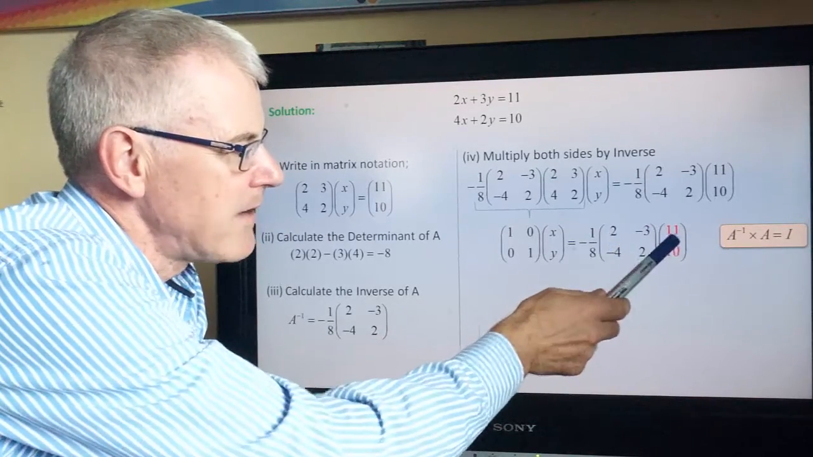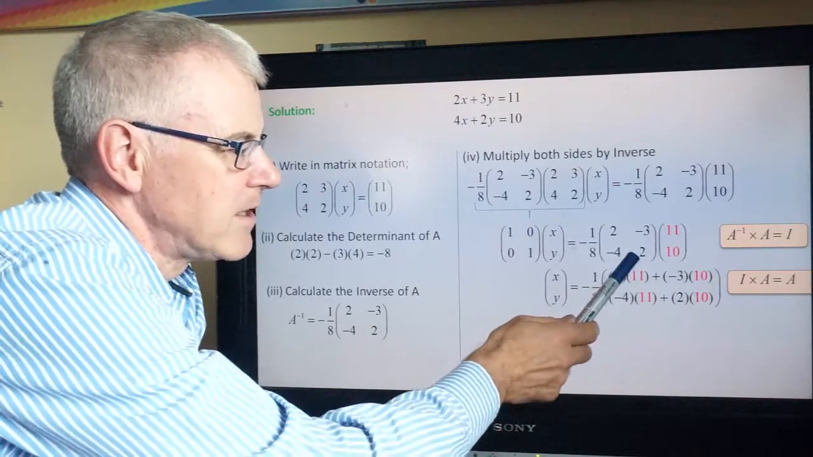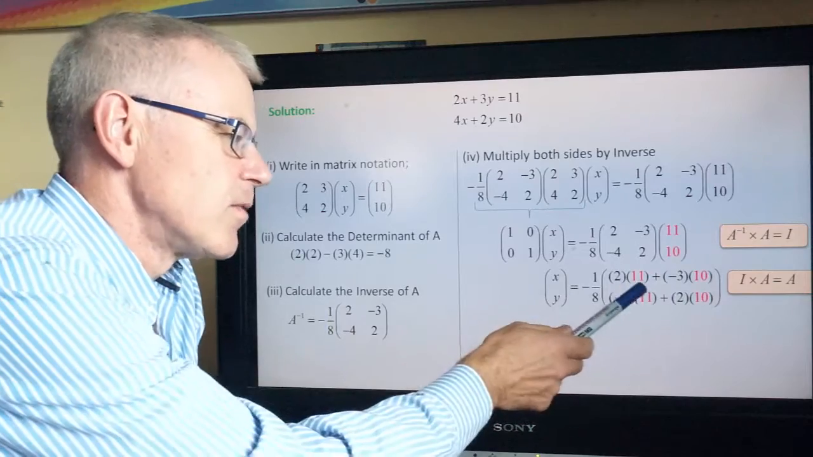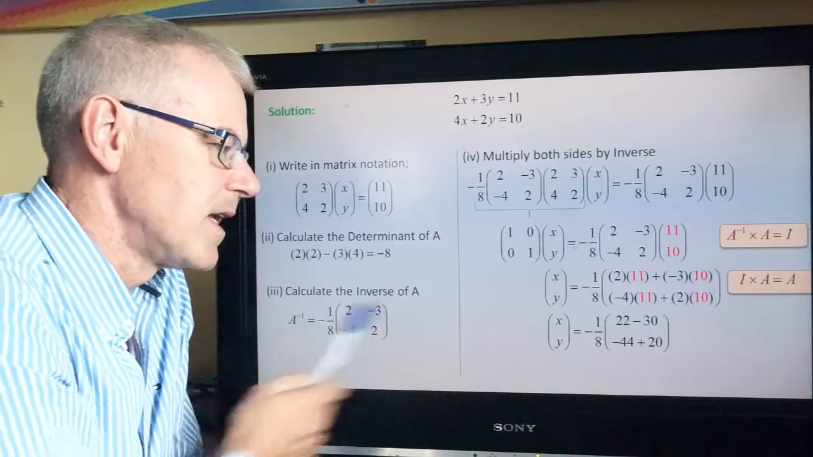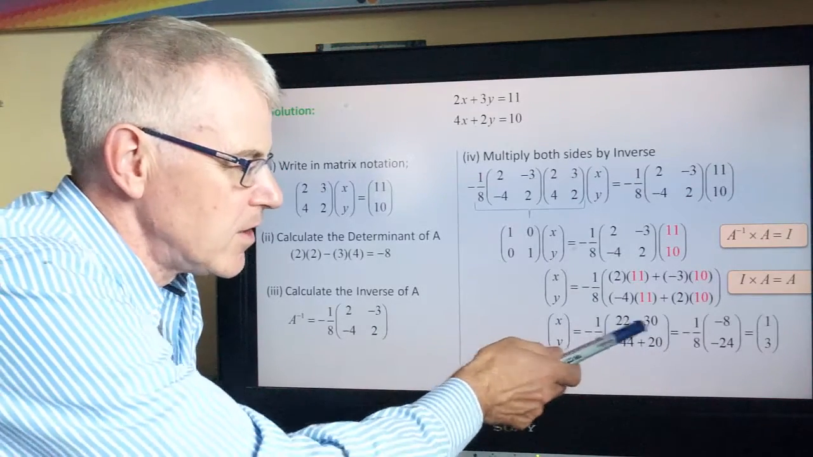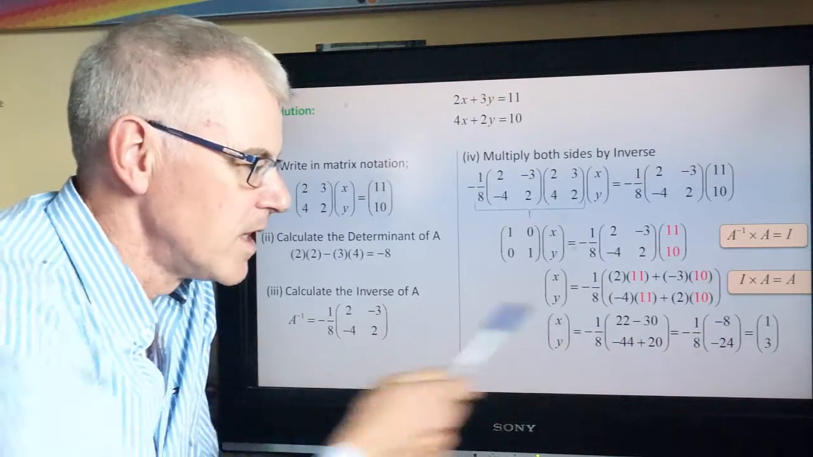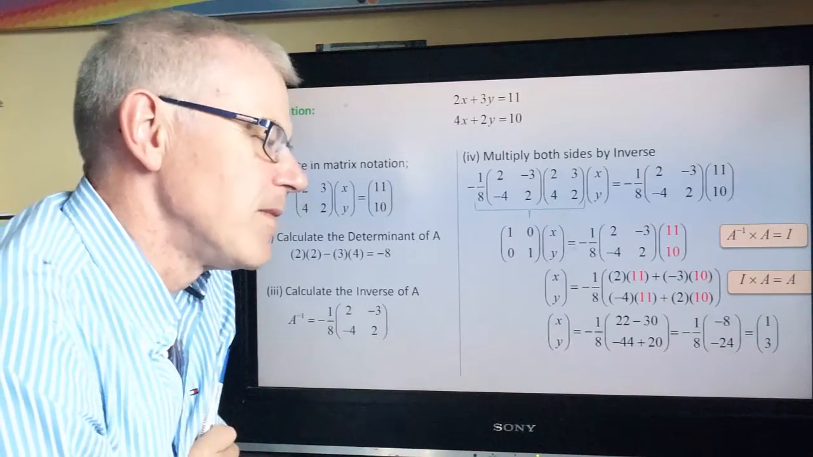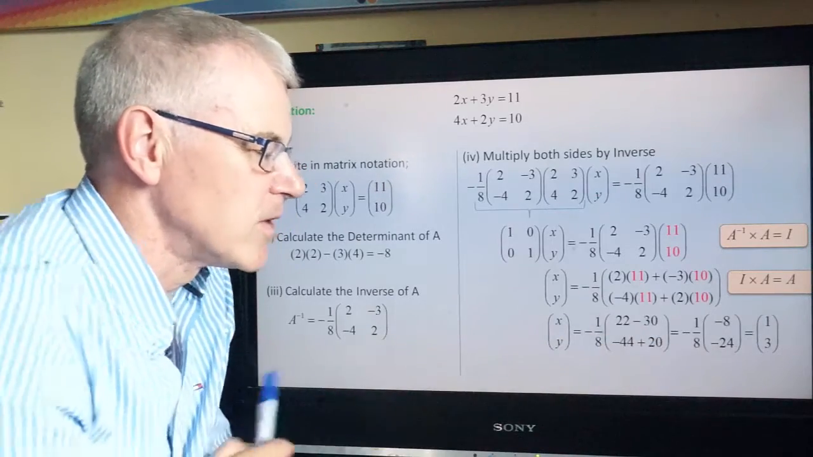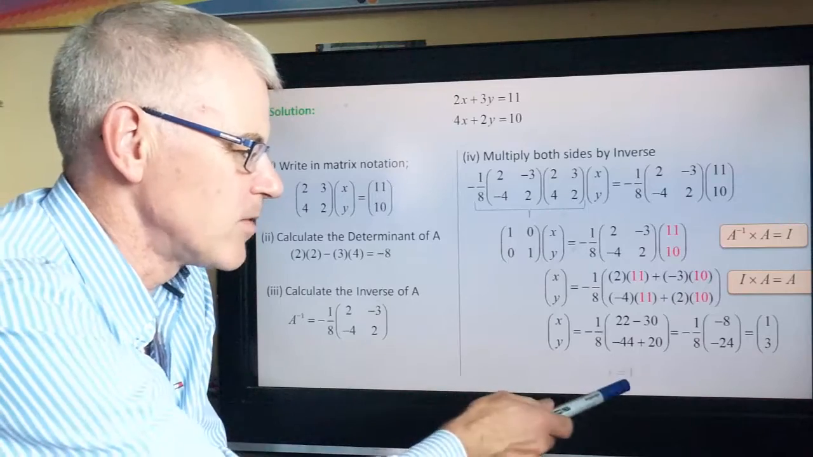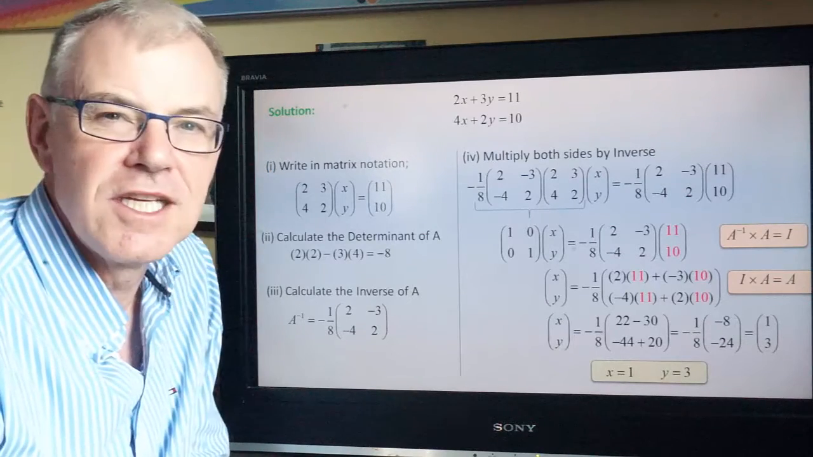So we do that by using the normal multiplication rule. So this will give us 2 times 11 minus 3 times 10, and then the second row by the first column will be minus 4 times 11 plus 2 times 10. So if we work this out, we get 22 minus 30 and minus 44 plus 20. And further simplifying, 22 minus 30 is minus 8 and 20 minus 44 is minus 24. So if we multiply this column matrix by minus 1 over 8, we get 1 and 3. So therefore (x, y) is equal to (1, 3). So therefore x equals 1 and y equals 3, which is the same value that we had when we used the traditional approach.